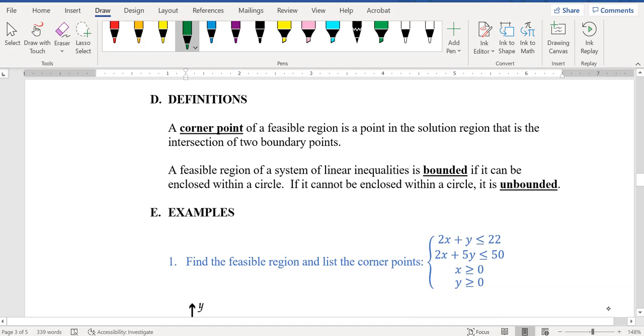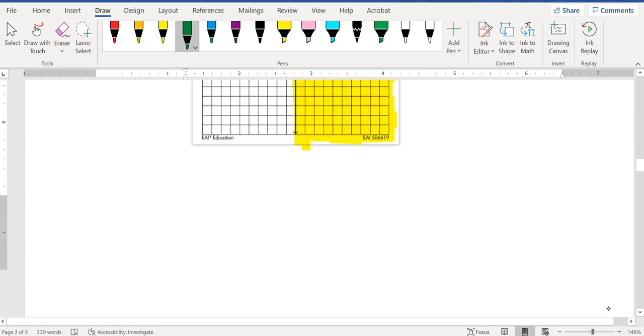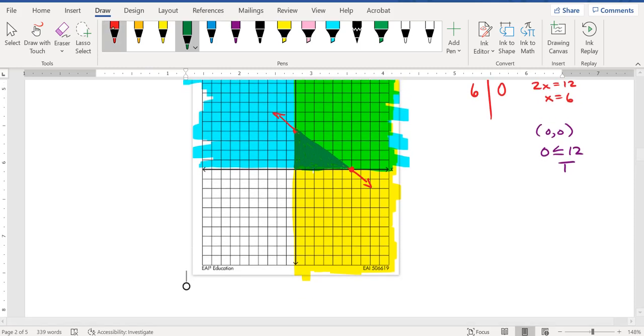And let's go talk about a couple more definitions. A corner point of a feasible region is a point in the solution region that is the intersection of two boundary points. So let's go back up here to this previous example. Remember that the green was the feasible region. This point would be a corner point. What is that? 0, 4. This would be a corner point, 0, 0. And this would be a corner point, 6, 0. That dark green is the feasible region, and those red dots are corner points.